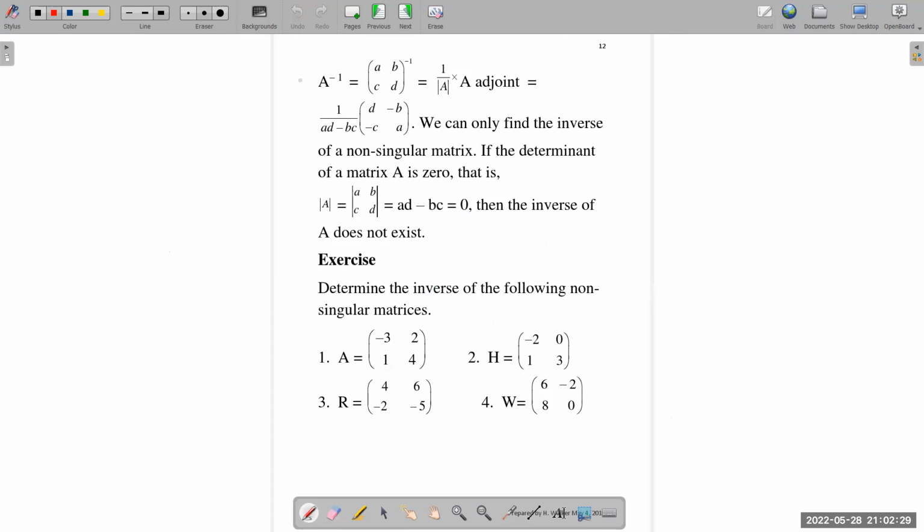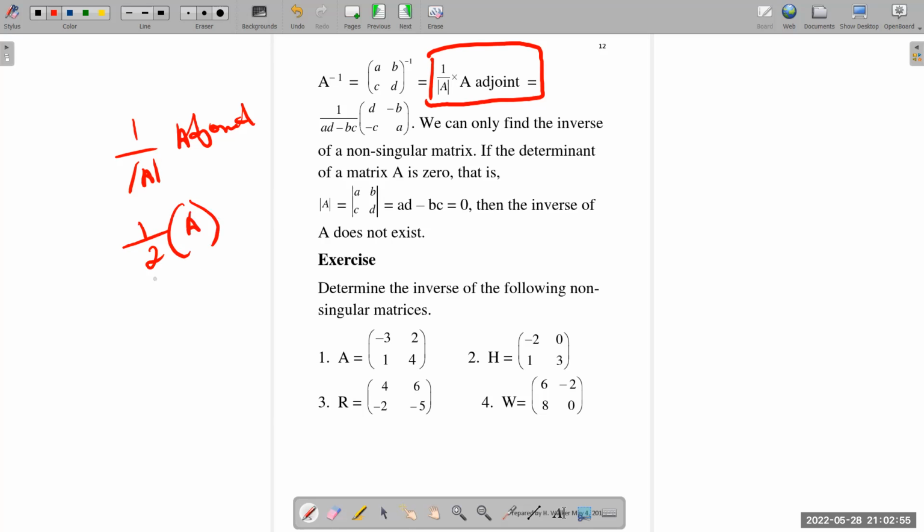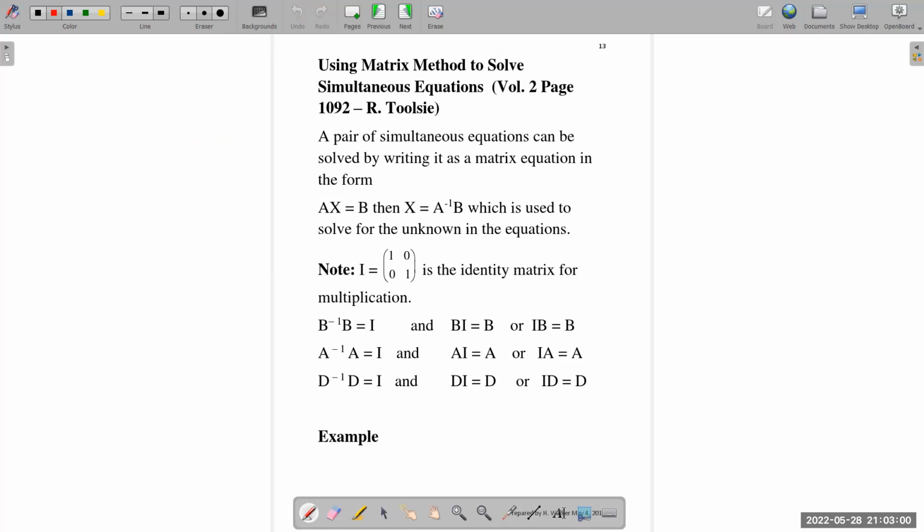All right. So inverse A, this is the formula. Everybody good with the formula? And we remember we only apply this portion, the 1 over A at the end. Do we remember that part? Because why would I apply a fraction to a matrix for it to be harder for me to multiply? All right. So using matrix method to solve simultaneous equations. So we're getting into the real nitty-gritty stuff.